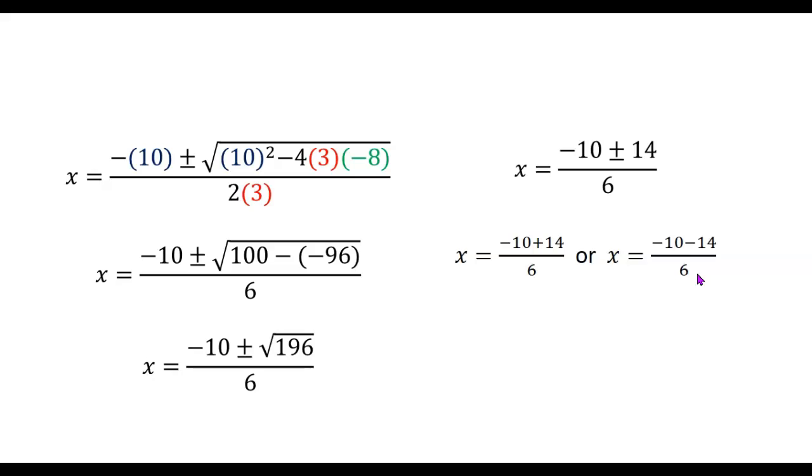So in the first case, -10 plus 14 would be 4. So that would be 4 over 6. In the second case, -10 minus 14 would be -24. So that's -24 over 6. And those can both be simplified. 4 over 6 in lowest terms is 2/3. And -24 over 6 is -4. So those are the two solutions to that equation. X can equal 2/3 or -4.